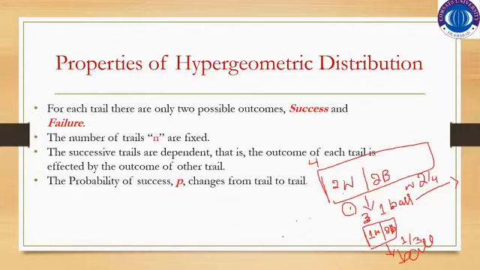So in this case, all successive trials are dependent. One trial is affecting the other trial. So this is the difference between the hypergeometric and binomial distribution. In binomial distribution, we are doing sampling with replacement, and in hypergeometric distribution, we are doing sampling without replacement. And because of this, the probability of success, that is p, changes from trial to trial. In the case of binomial, the probability of success was constant. Now in this case, the probability of success does not remain constant.